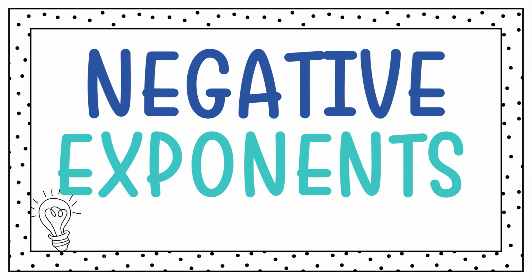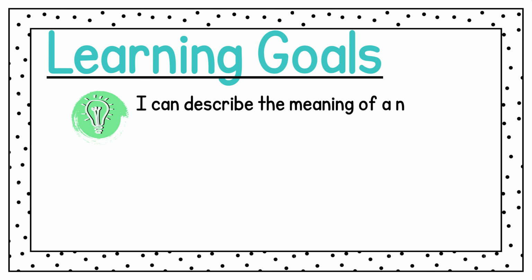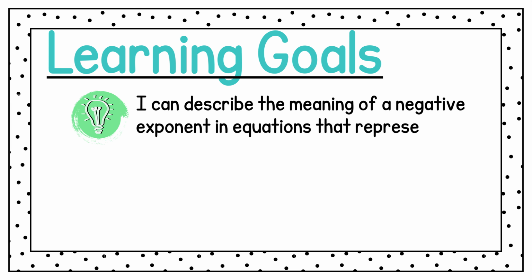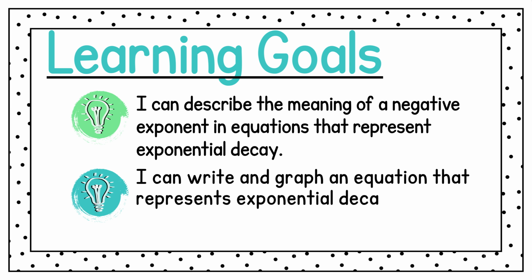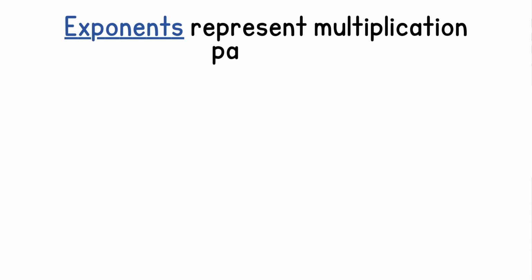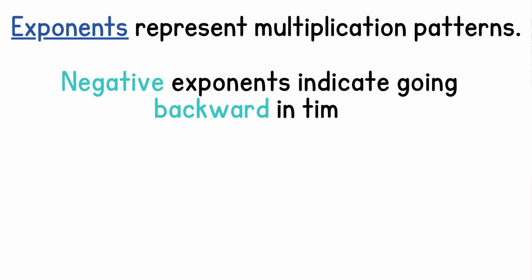Negative exponents. In this video, you'll learn how to describe the meaning of a negative exponent in equations that represent exponential decay. You'll also learn how to write and graph an equation that represents exponential decay to solve problems. Exponents represent multiplication patterns. Negative exponents indicate going backwards in time.